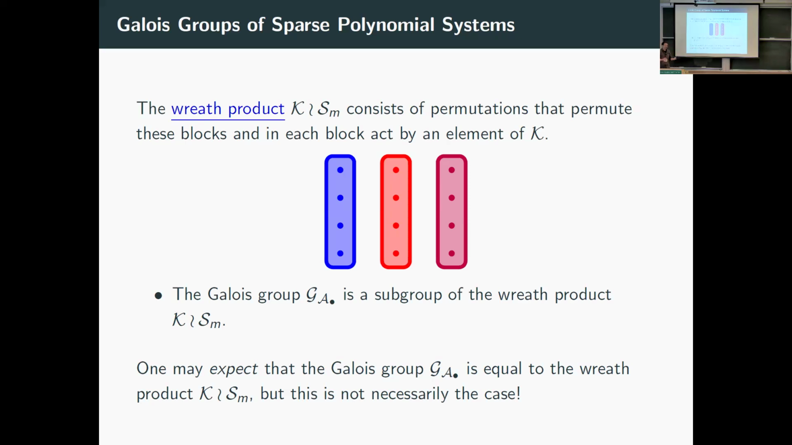So it's very natural to guess or assume, okay, maybe the Galois group should be equal to this wreath product. And in a lot of cases, it is equal to this expected wreath product, but that's not necessarily always the case. So there's some additional structure that can impede the Galois group, and that structure is very hard to detect.